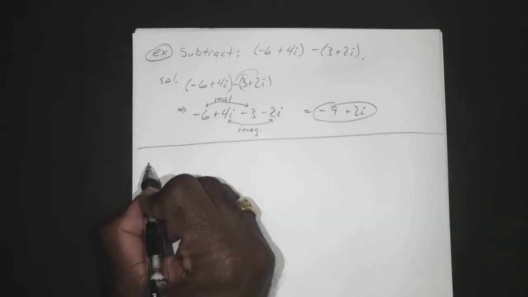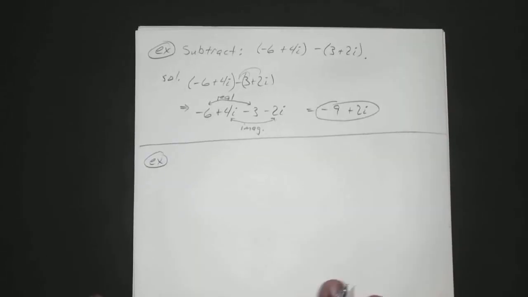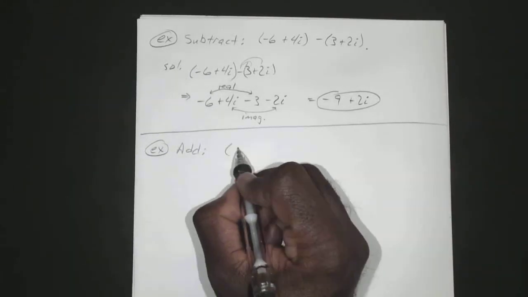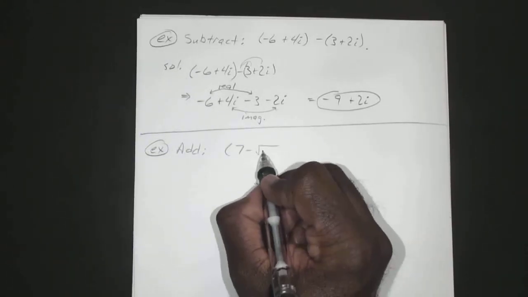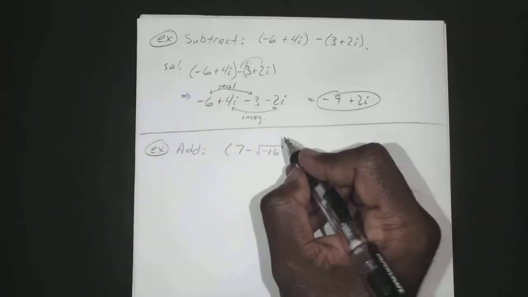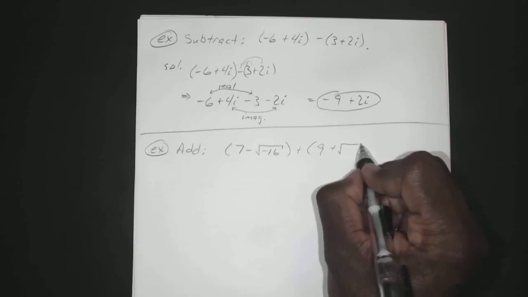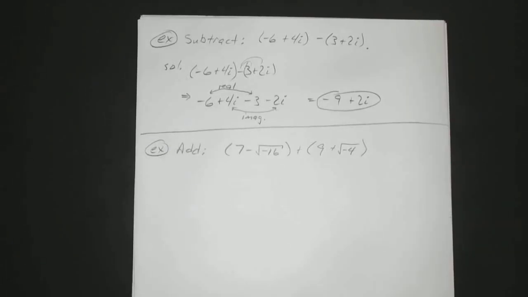All right, so what if we want to add 7 minus square root of -16 plus 9 plus square root of -4. Okay. So before, it was already in real and imaginary form, so we didn't have to do anything. This one, we have to put it into real and imaginary form.